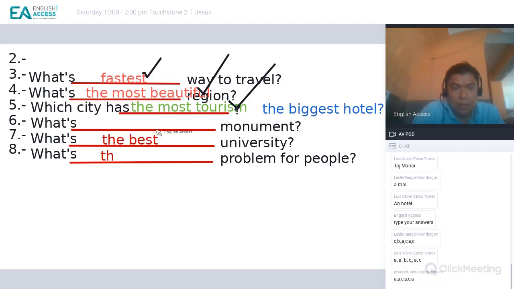Number 6. Number 7. The best. Yes. Good. And number 8. And the biggest hotel, yeah, it's okay, but it's not in the exercise. It's a good answer, but it's not on the exercise because we have to use tourism. So number 8, what is number 8?